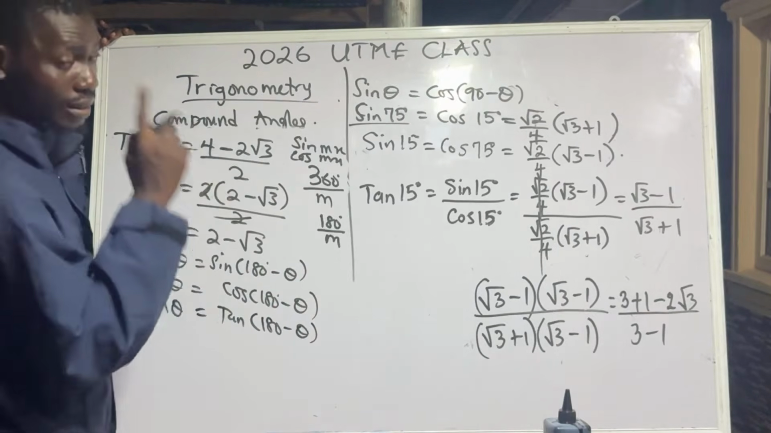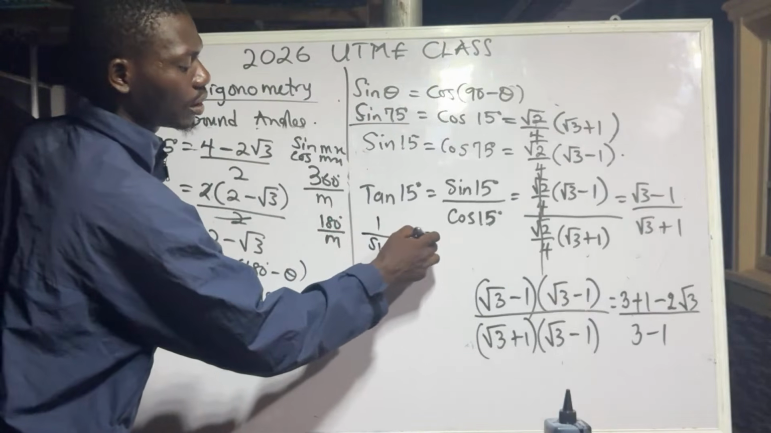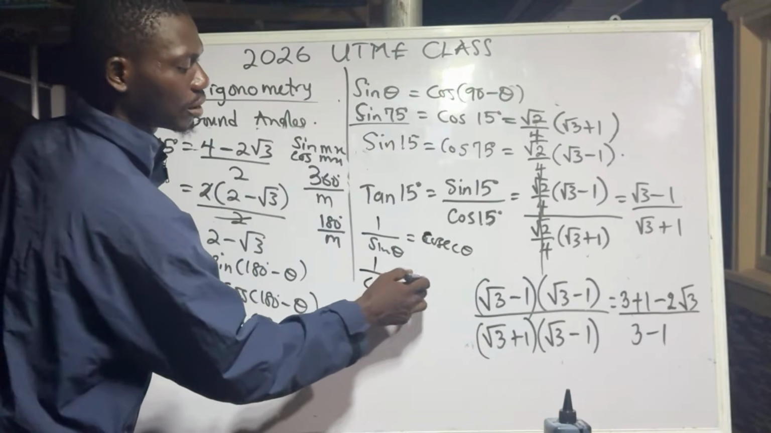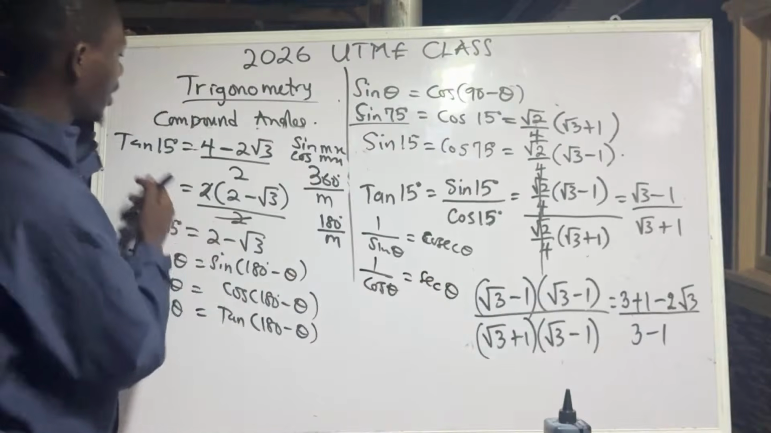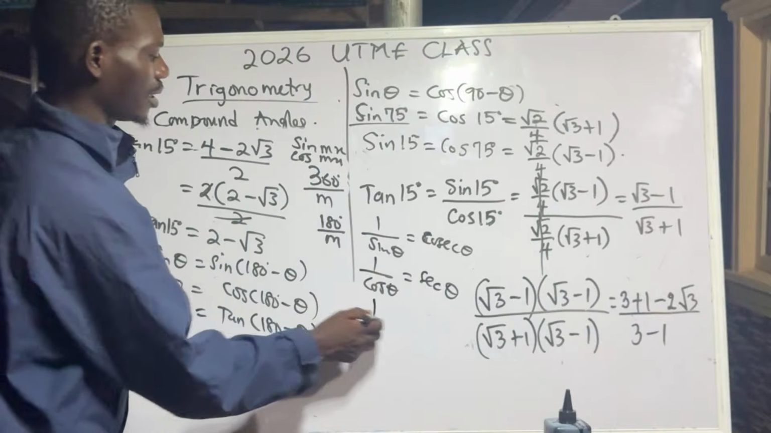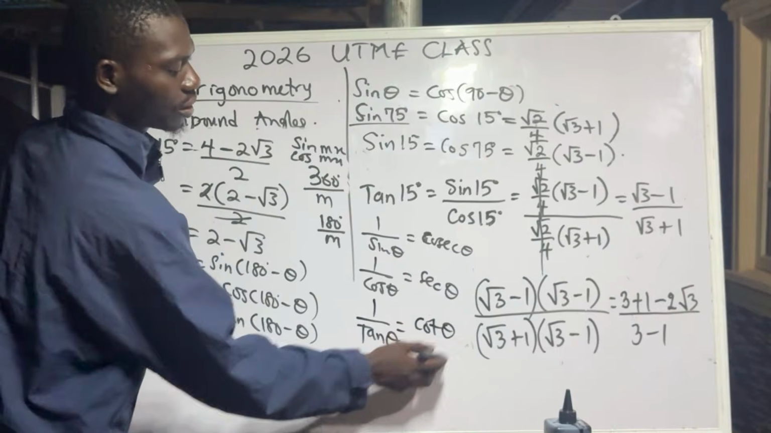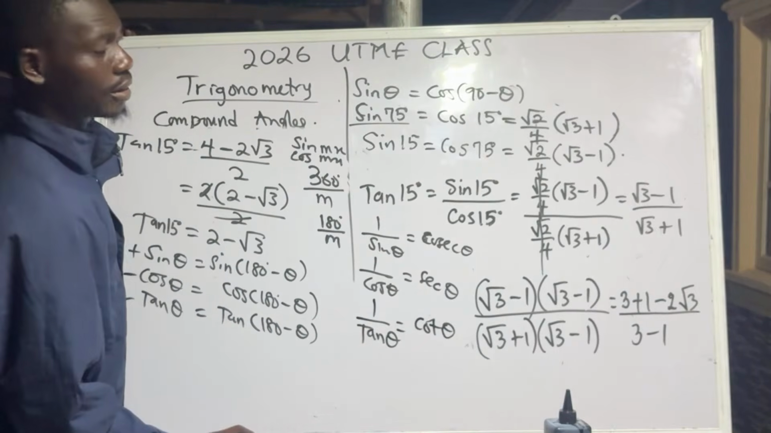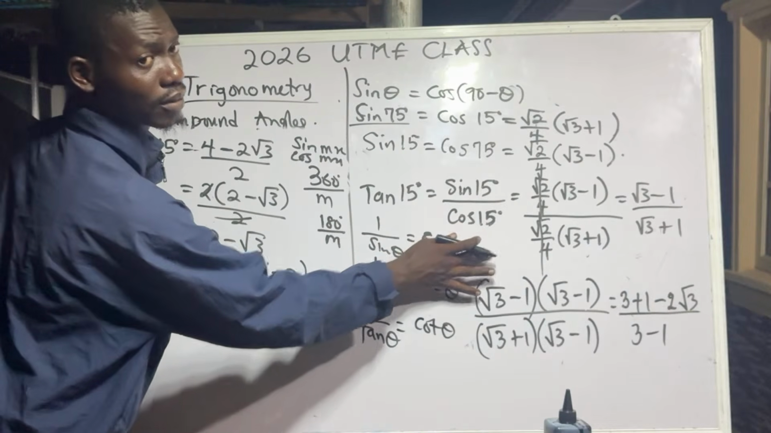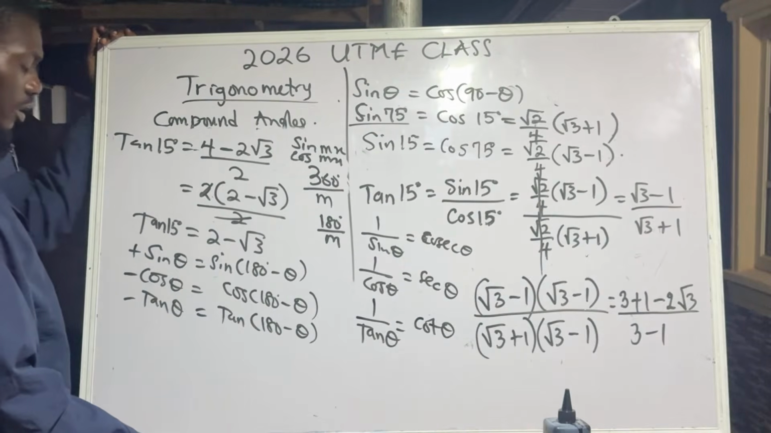And you should always remember your reciprocals. 1 over sine theta is what? Cosec theta. Do not forget. 1 over cos theta is sec theta. Because in this question, where you have tan here, it may be that the real JAMB will then ask from you 1 over tan theta, which is cot theta. So if it is that the real JAMB asks, it would have been cos 15 over sine 15. You get that? So be very careful when you're doing that.